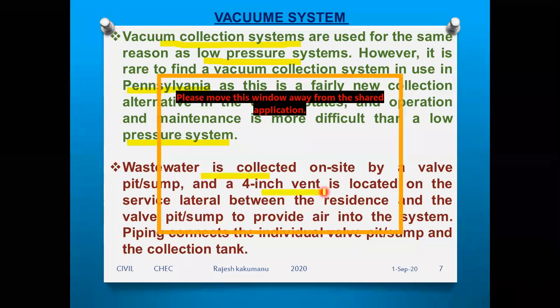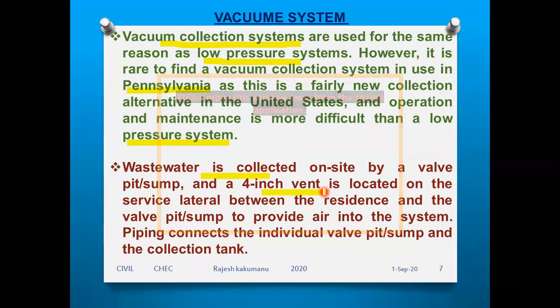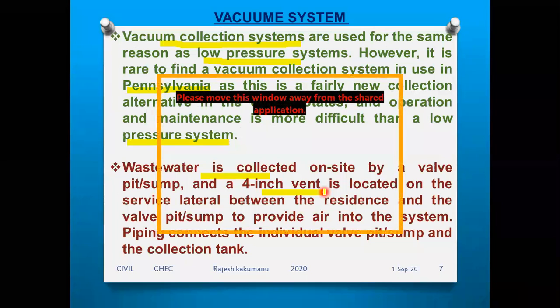So what they are doing, whatever process we use in the low pressure system, the same process we are using on the same on-site area, but the valves, the sumps and some of the vent areas are replaced when compared to the low pressure systems, and the piping connects the individual valves and the collection tank.